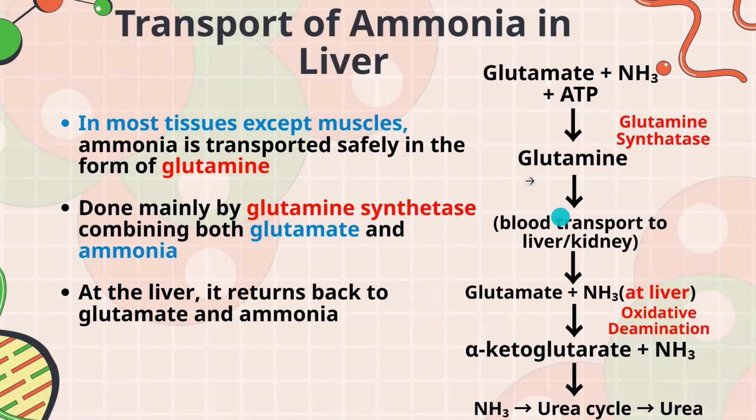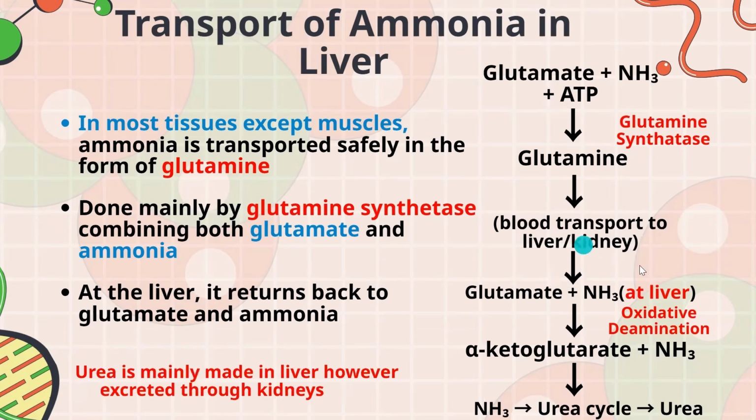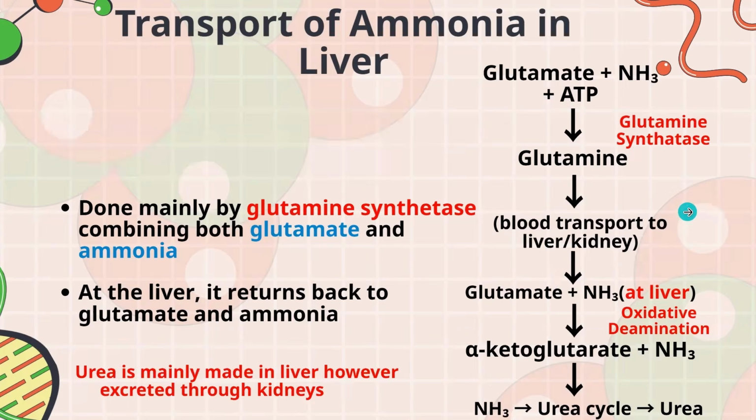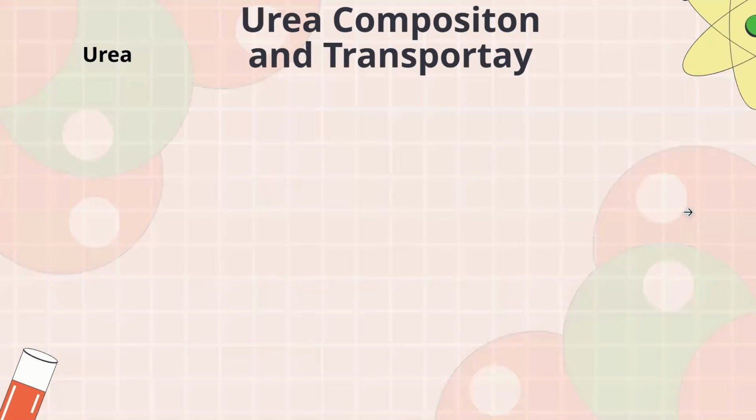So these are basically the steps of the last lecture, and the last step is this lecture. By the way, if you ask where urea is found primarily in the highest amounts, it is found in the liver. However, it is excreted through the kidneys, obviously, because it's going to be in the urine. So let's talk about the urea composition and transport.